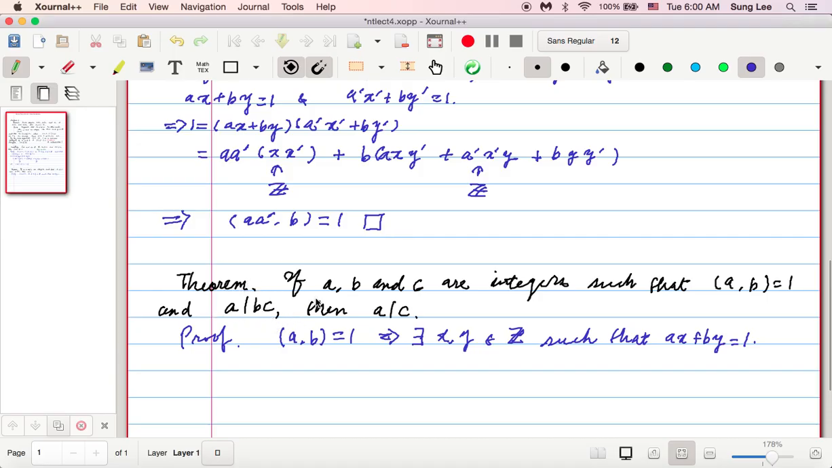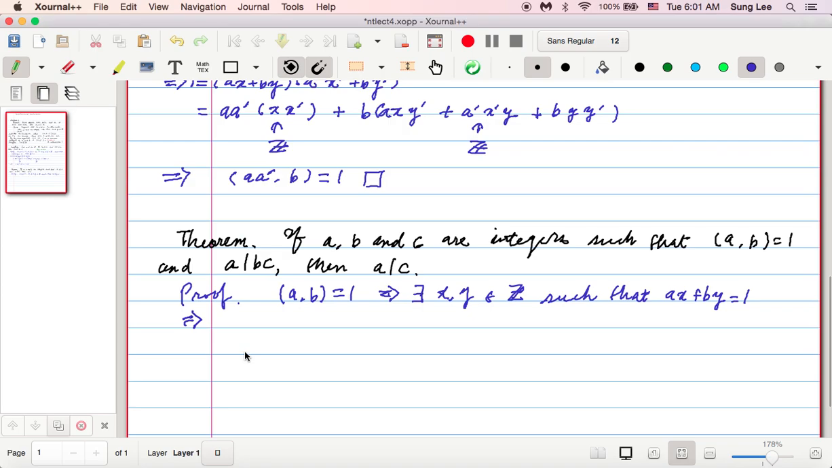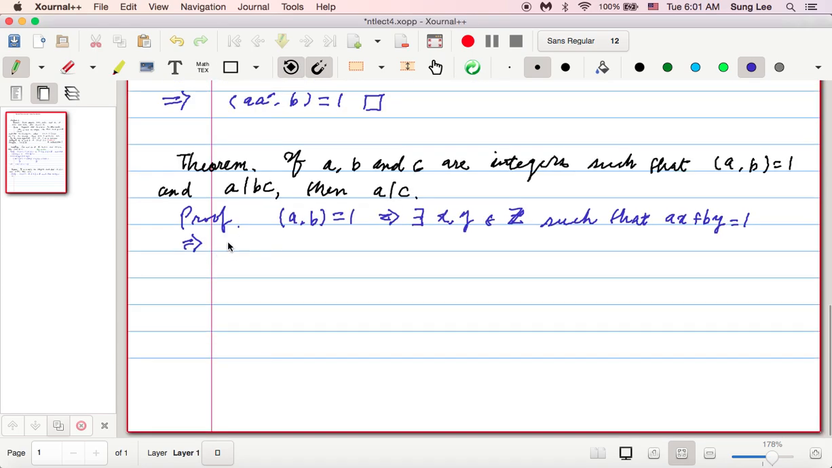Okay? So we somehow have to use this condition here, A divides B times C. To do that, we are going to multiply this equation, ax plus by equals 1, by c. So that implies acx plus bcy equals c.